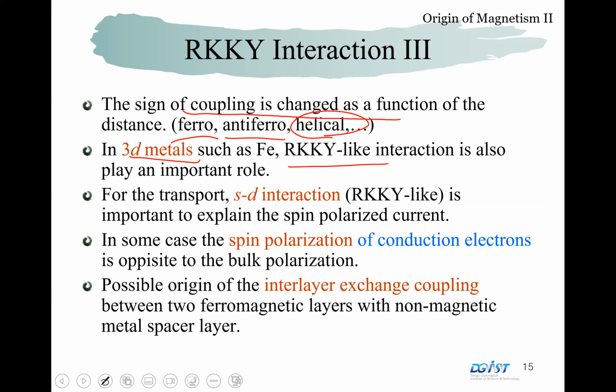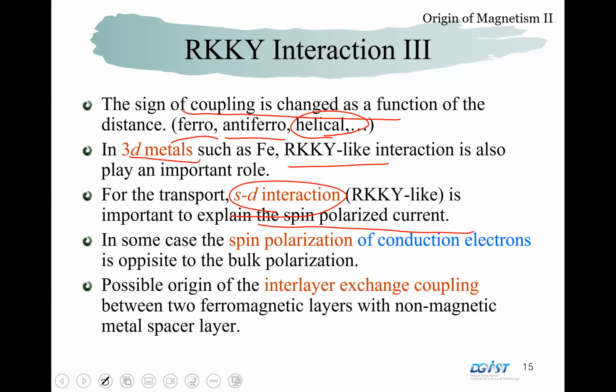And also, this kind of interaction called the s-d interaction means the interaction between the localized electron and the conduction electron. They interact with each other, so the s electron must be polarized. So this is important to understand the spin polarized current. Okay.